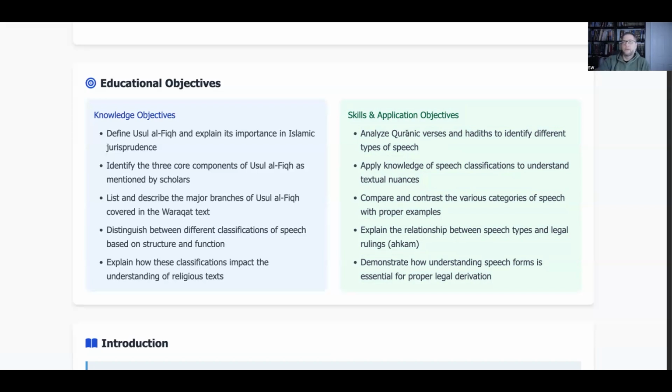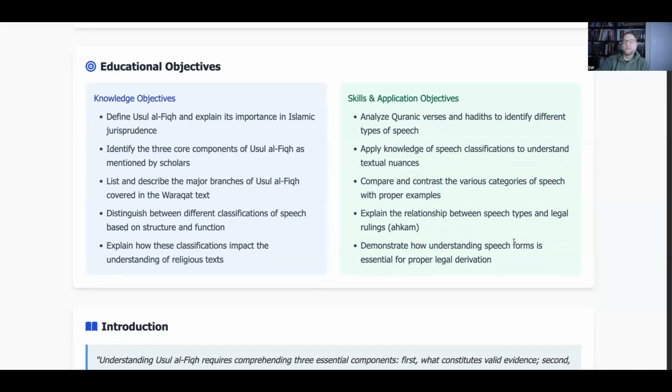You want to be able to analyze Quranic verses and a hadith to identify different types of speech, whether it's a noun, whether it's a verb, and so on. Apply knowledge of speech classifications to understand textual nuance. Compare and contrast the various categories of speech with proper examples. Explain the relationship between speech types and legal rulings, ahkam. Demonstrate how understanding speech forms is essential for proper legal derivation.